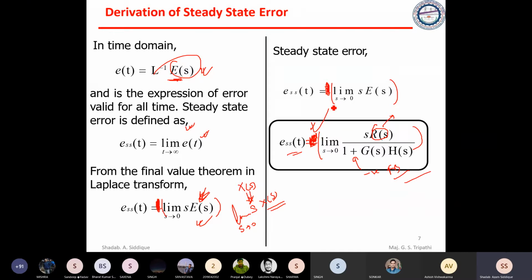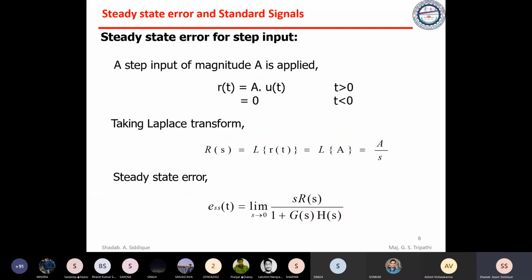So now take this. For a step input, R of t we are taking as A u of t. So what is R(s)? R(s) will be A by s, for t greater than 0. So you try to substitute: e_ss should be equal to limit s tending to 0 of s R(s) divided by 1 plus G(s) H(s), and substitute R(s) as A by s. So this will become limit s tending to 0 of A divided by 1 plus G(s) H(s). So this is the e_ss for step input, and this is the equation for step input.